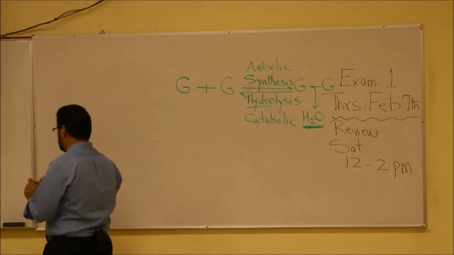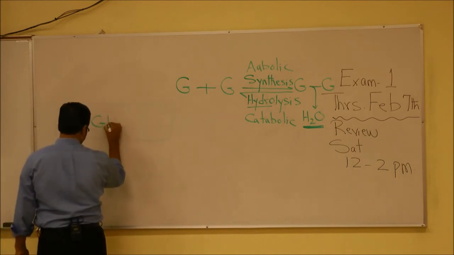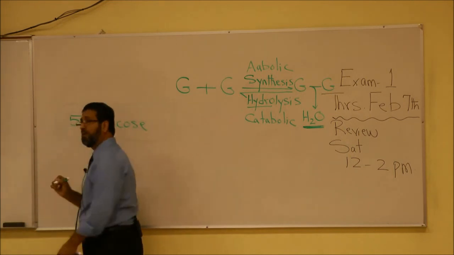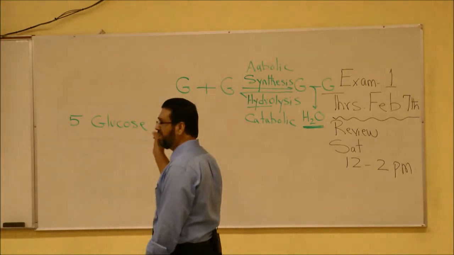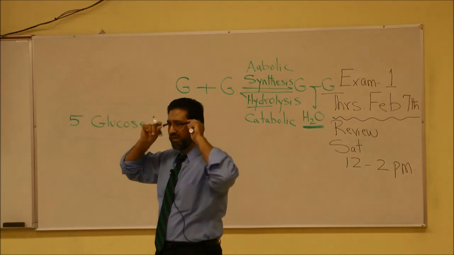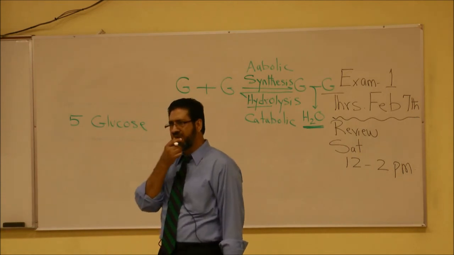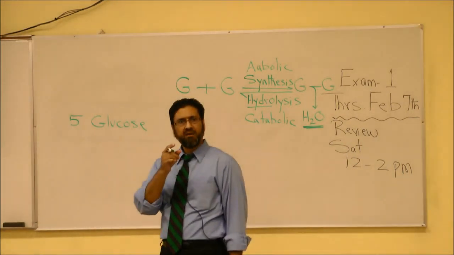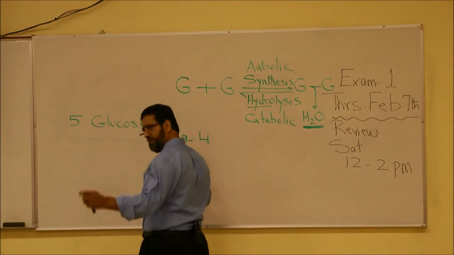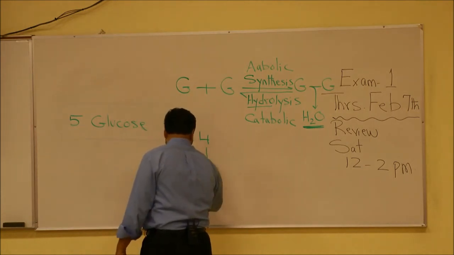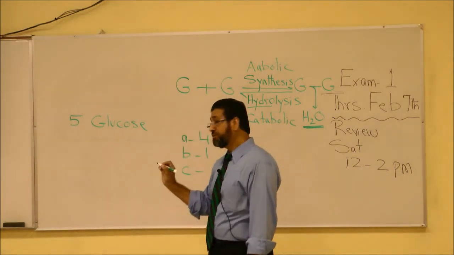So you have 5 glucose, 5 monosaccharides in a polysaccharide. You have synthesized a polysaccharide. How many water molecules were lost during the synthesis of this polysaccharide? How many? 4. Fausia says 4. So we have one answer. 4. 1. Any other answer? 20? 3. Oh, 3.